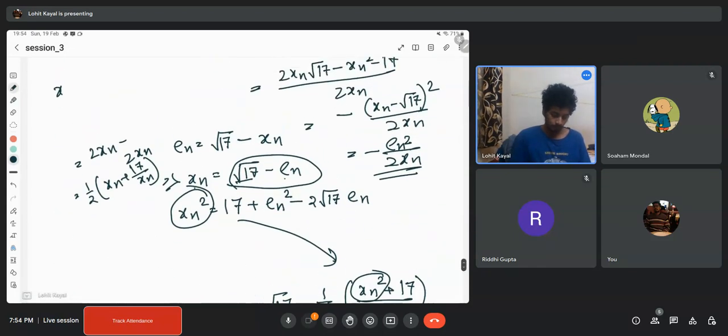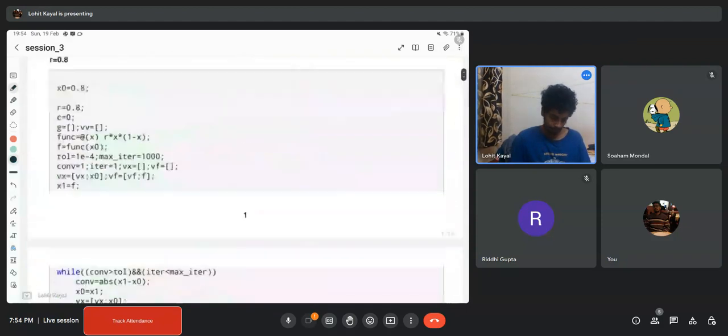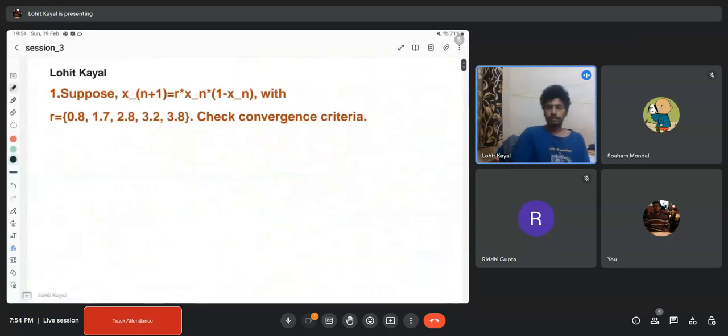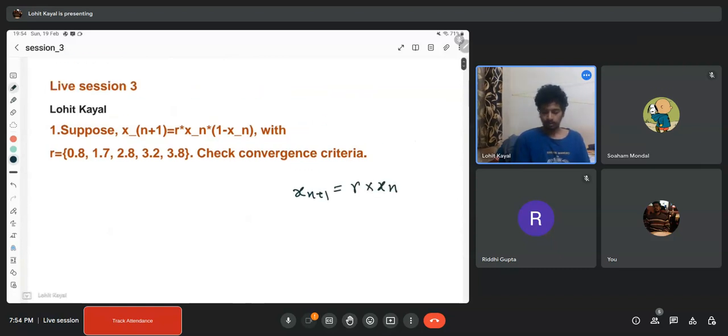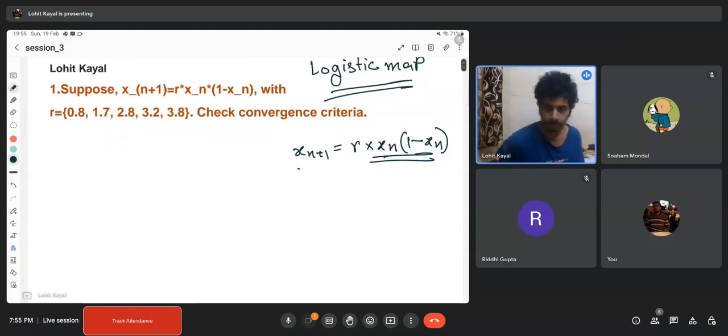Okay. Now let's move on to the new thing. So here your function is x(n+1) equal to r into xn into (1 minus xn). So this is a very interesting function. It looks very simple, but this is very interesting. If you just search logistic map in Google, you will find all the interesting documents related to it. I will talk about some interesting facts about this function.